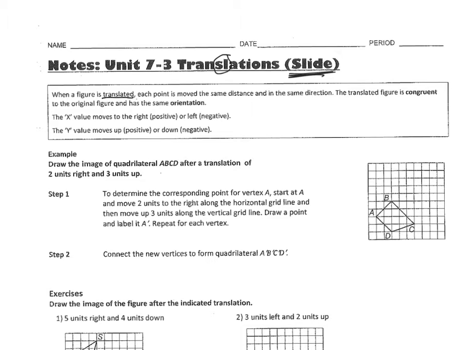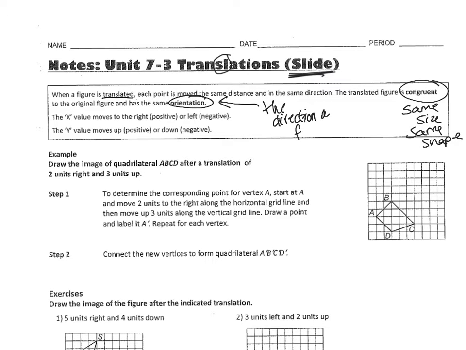The translated figure is congruent. Remember, that means same size, same shape to the original figure and has the same orientation. Remember, that means the direction a shape is facing. Or a figure, I guess I should say. A figure is facing.